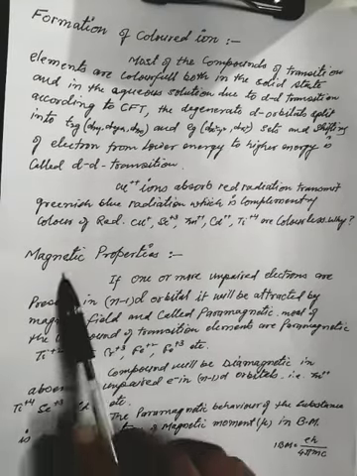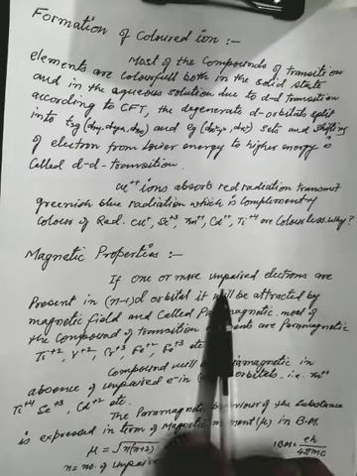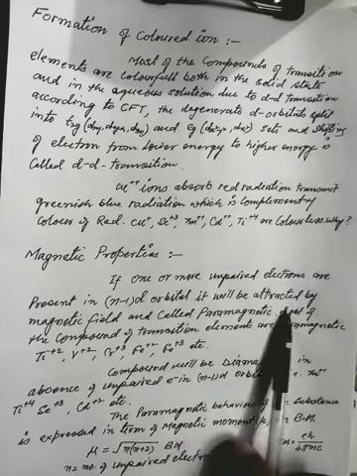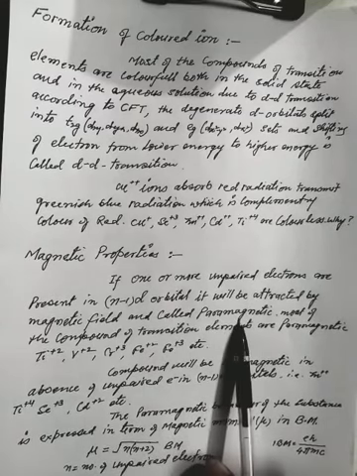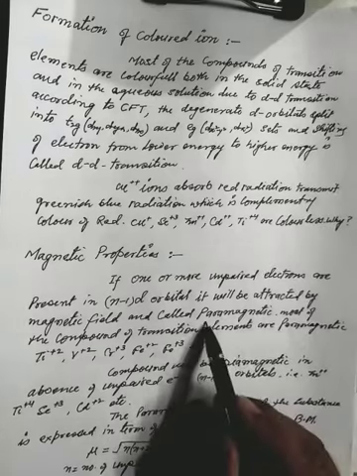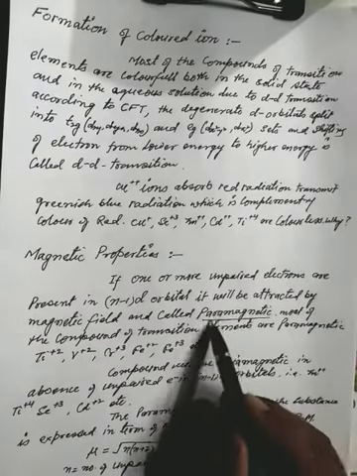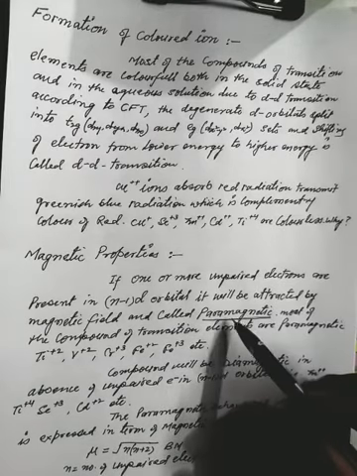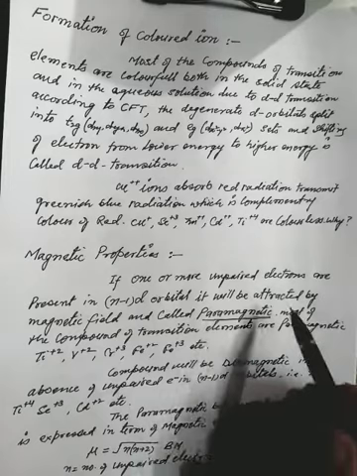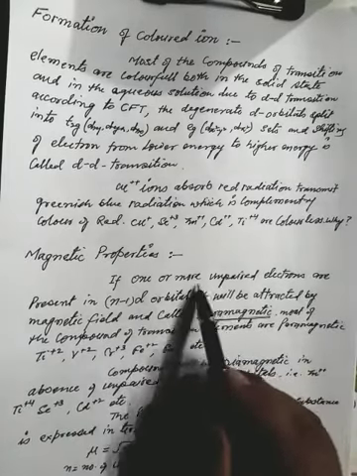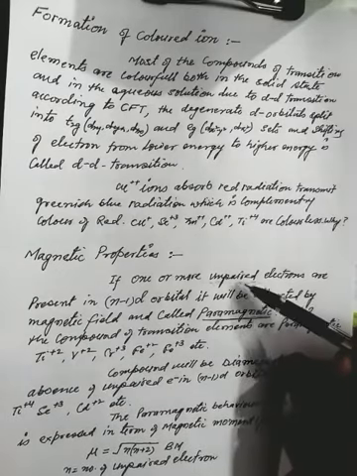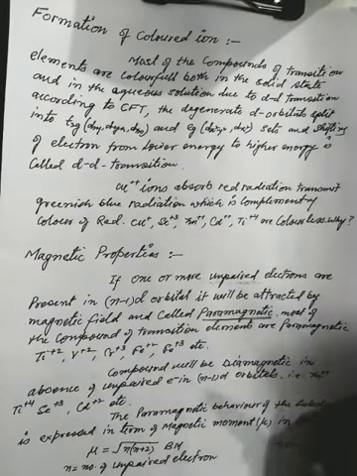Now in case of magnetic properties, if one or more unpaired electrons are present in the n-1 d orbital, it will be attracted by the magnetic field and called paramagnetic. What is paramagnetism? If the compound is attracted by the magnetic field, it will be paramagnetic. And why will it be attracted? Due to presence of what electrons? Unpaired electrons. So if the unpaired electron or electrons are present, it will be attracted by the magnetic field, it will be paramagnetic.